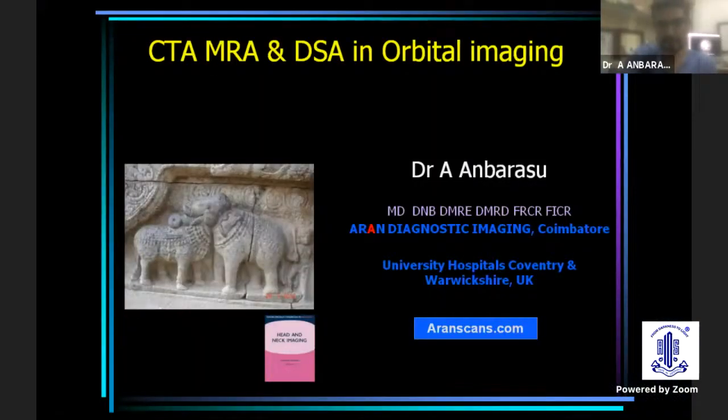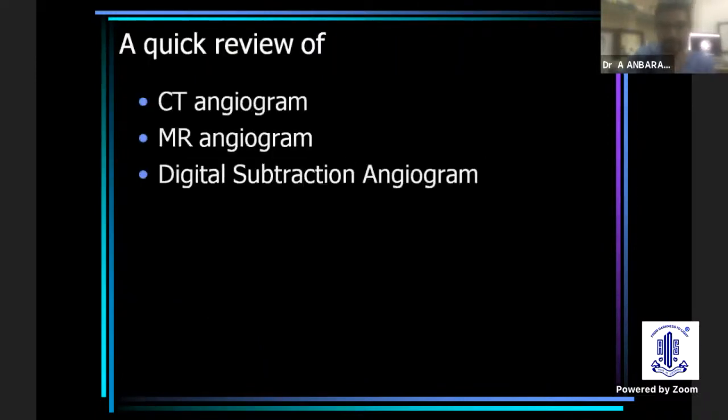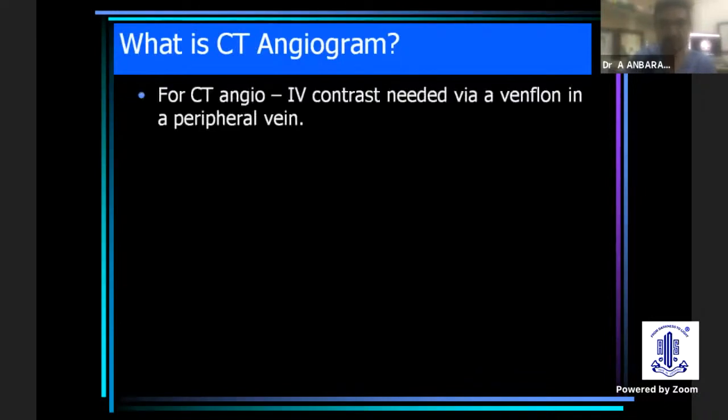Okay, so let's go on to discuss CTA, MRA and DSA in orbital imaging. The CTA is the CT angiogram, MR angiogram and digital subtraction angiogram. What is a CT angiogram? This is basic knowledge needed for residents and new consultants. For a CT angio, we need an IV contrast which will be injected via a peripheral vein flon.